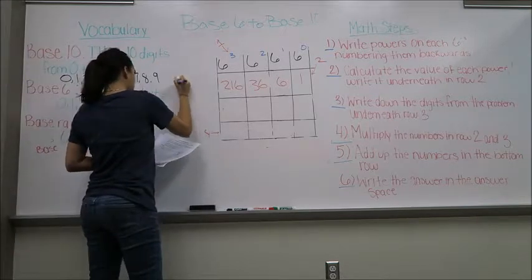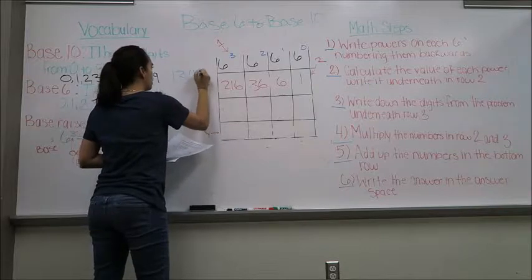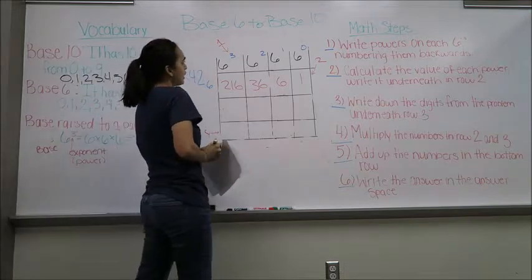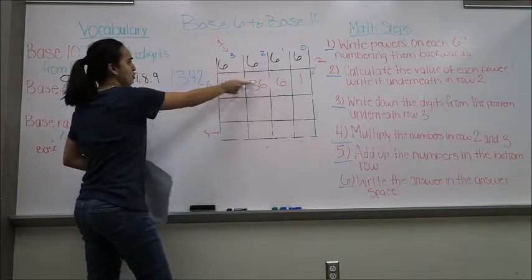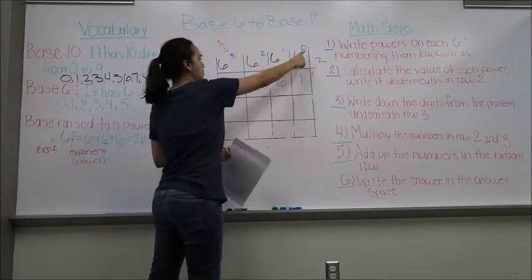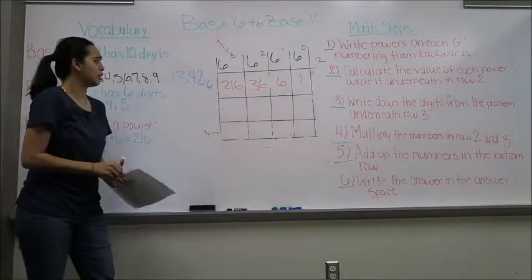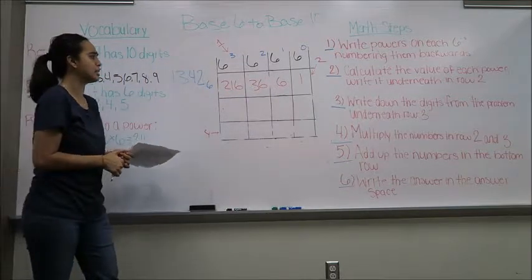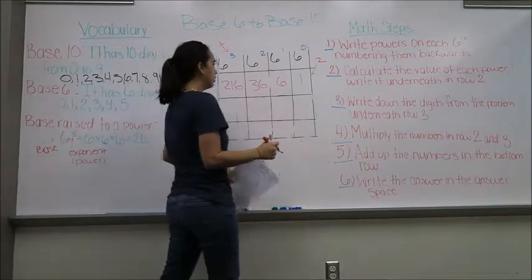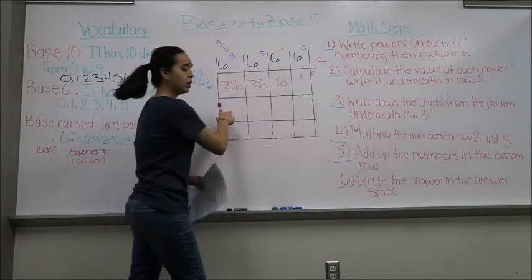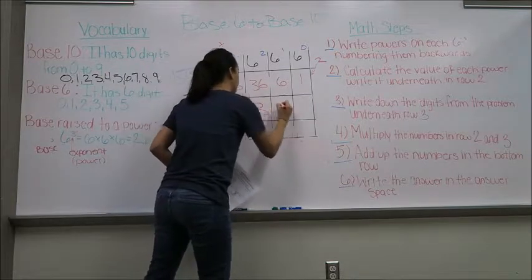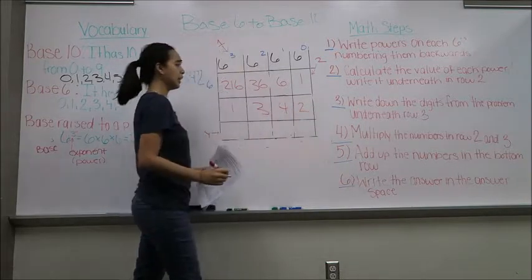So our next problem is 1,342 base 6. Really, the concept of step 1 and step 2 is the same. You're going to write 0 to 3 on each one, and from each power: 1, 6, 36, and 216. So let's just jump into step 3, which is we're going to write 1,342 right here on the bottom in row 3.